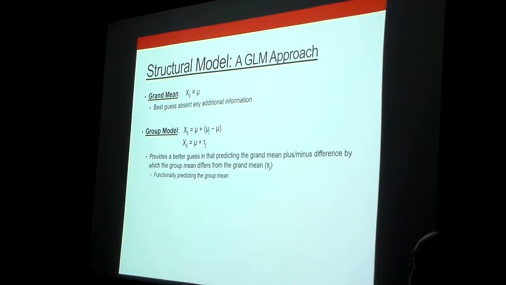But what we can do with our group model is, if my grouping variable is related to whatever the outcome is I'm looking at, we can start to include information about that group to start refining our guess. Our group model is going to be a better guess than predicting the mean by adding or subtracting basically the deviation from that group from the grand mean.